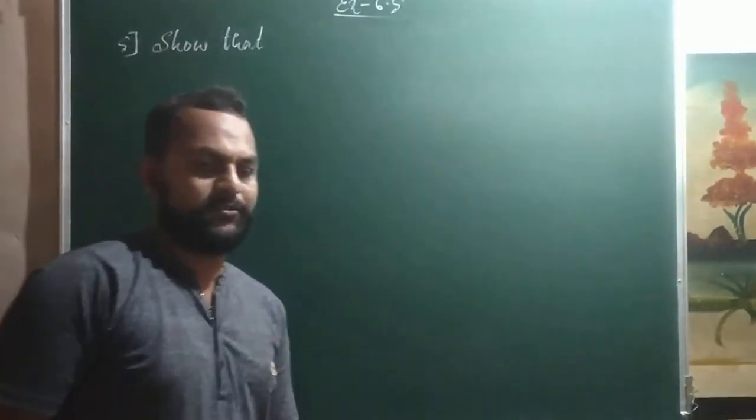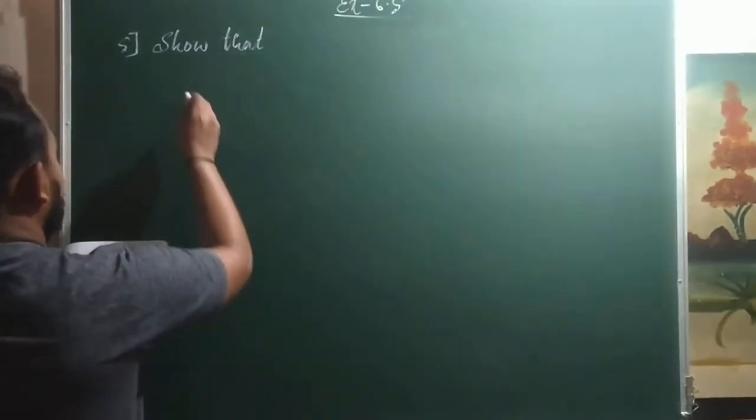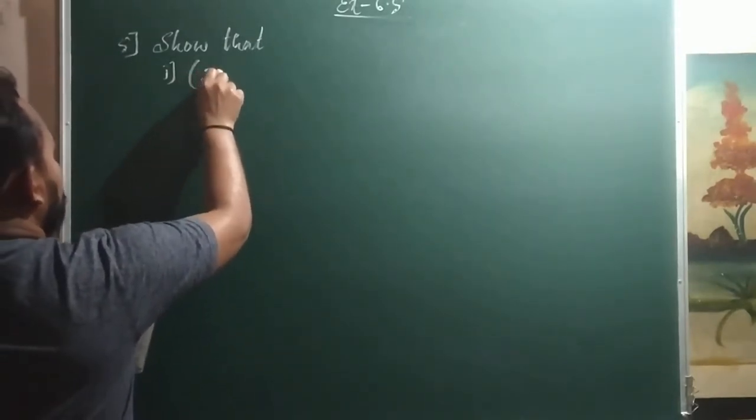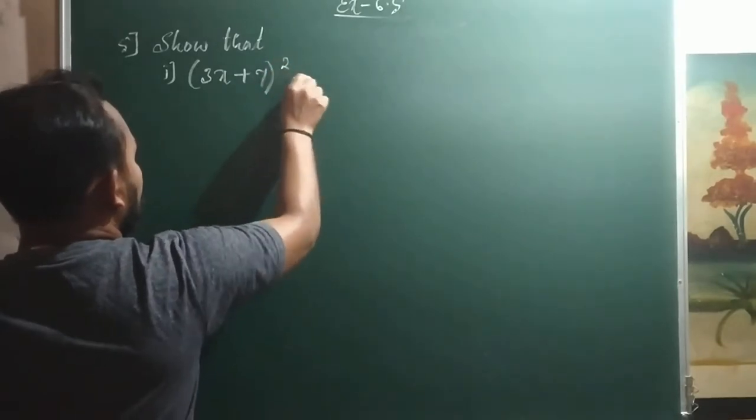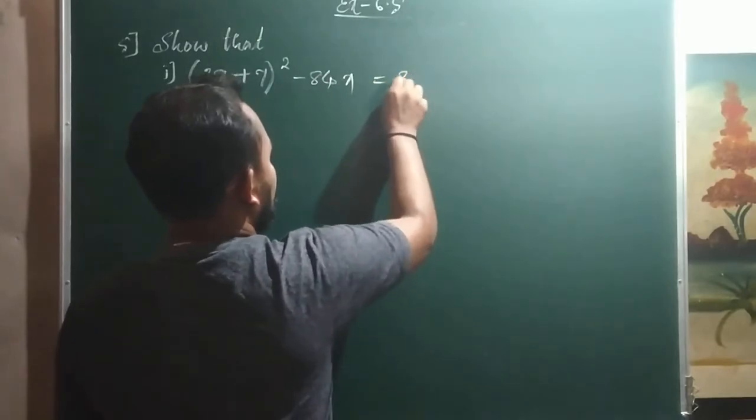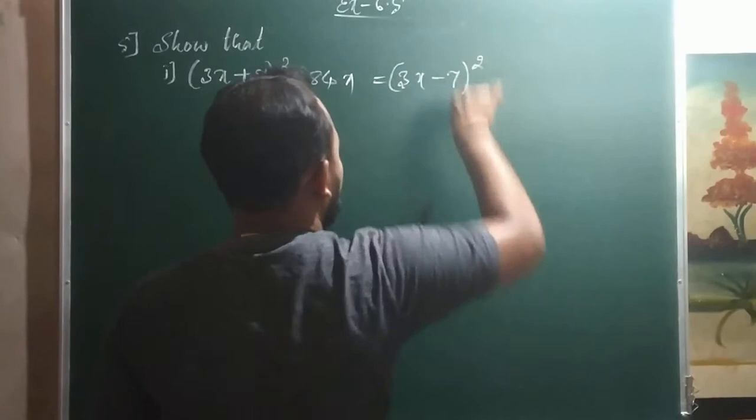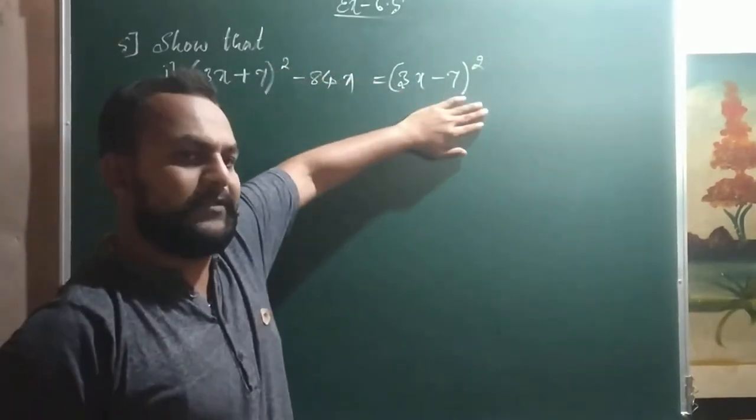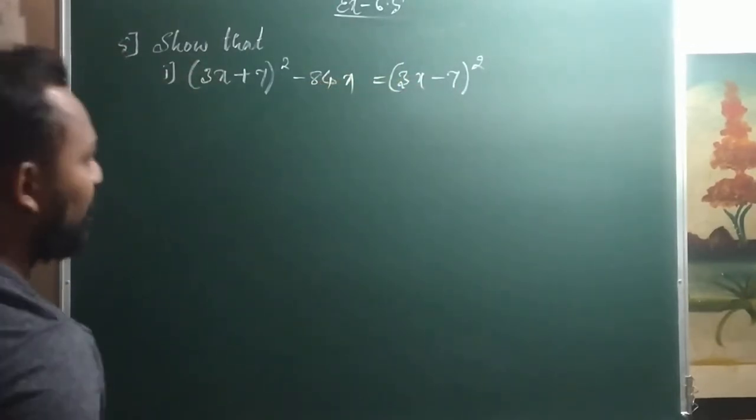Okay, in that exercise, the fifth question: show that the first one, (3x + 7)² − 84x = (3x − 7)². Prove that LHS equals RHS, left hand side equals right hand side. First, solve the LHS expression.